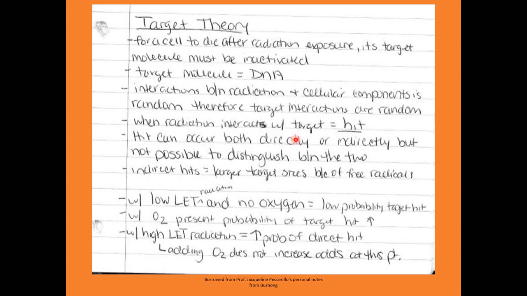Again, when radiation interacts with your target molecule, which is your DNA, that's what I've been referring to as a hit. A hit can occur both directly and indirectly, but we have no way of distinguishing between the two. So we don't know if DNA got hit as a direct hit or as an indirect hit through those water molecules. There's just no way to determine that because we cannot do human trials.